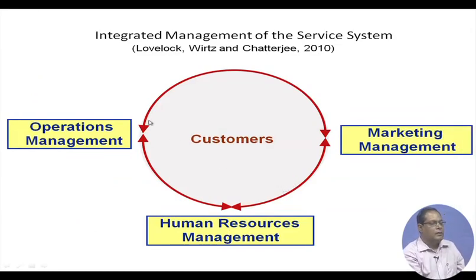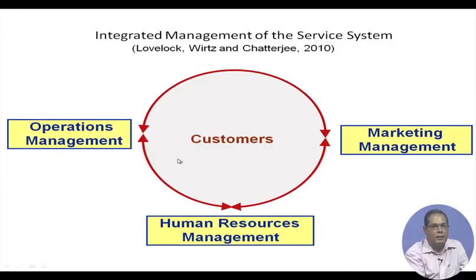So we come to what is called the integrated management of the service system, and there we have the customers, and the services are delivered through the operations in the service system. That is the part of operations management, and these services are sold to the customer, and therefore the marketing of the services is important. So there is marketing management, and then the people in the organization play a huge part in the delivery of the service, and that is the human resources management part of it. All these three, operations management, marketing management and human resource management, together provide services to the customer, and the customer should be able to get the experience from an integrated service management system.